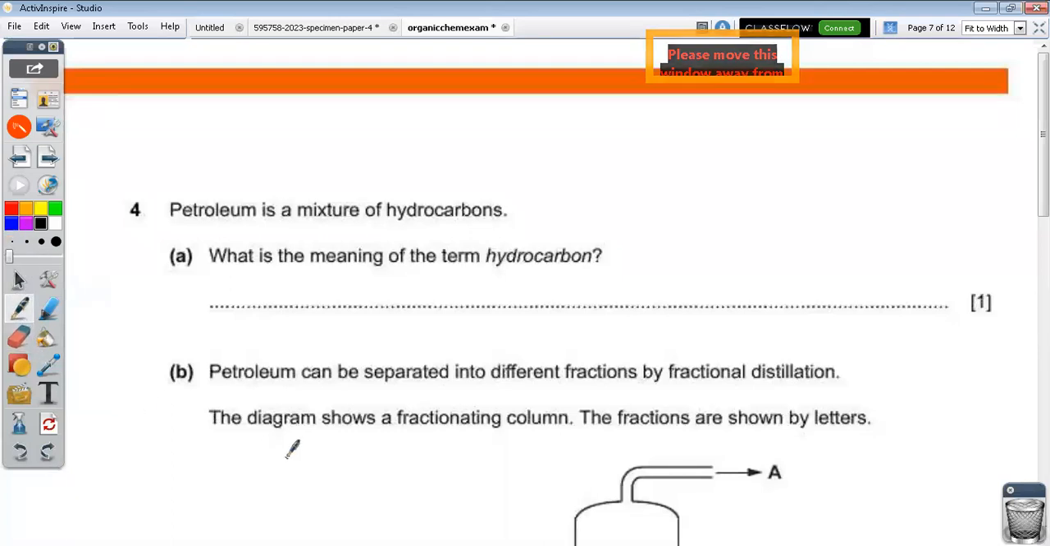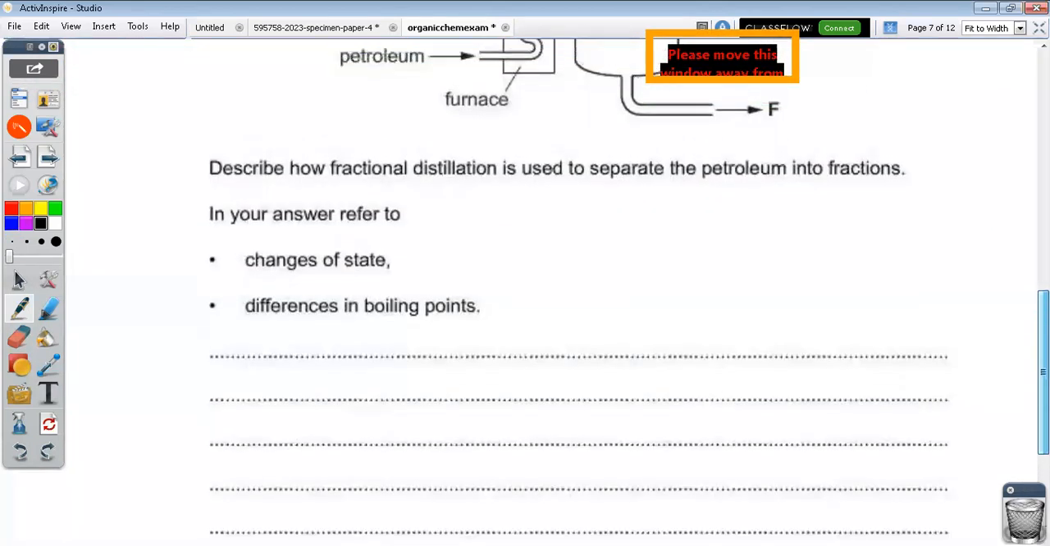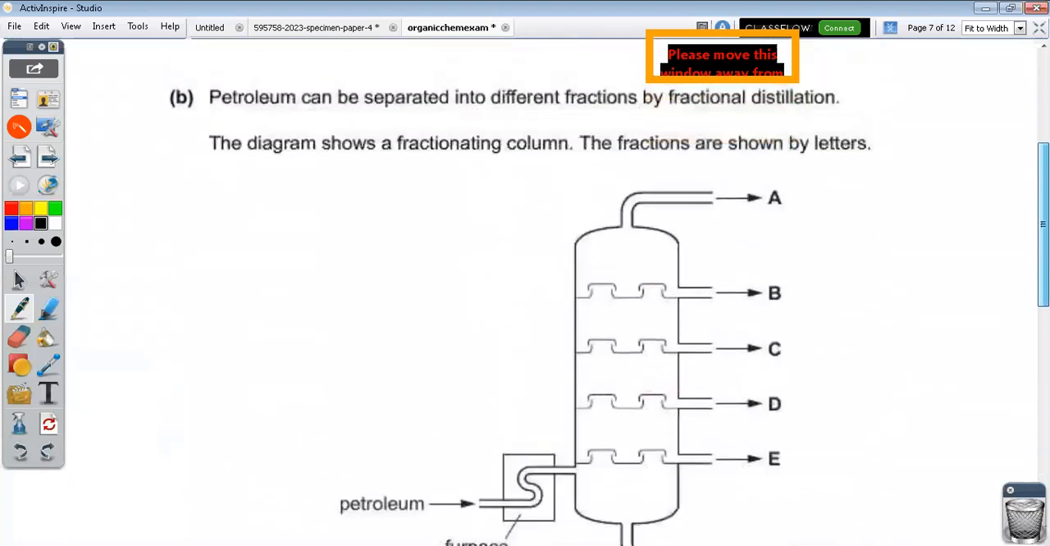Petroleum is a mixture of hydrocarbons. What is meant by the term hydrocarbon? We talked about it. What's the definition again? 1 mark. Hydrocarbon: a compound made of hydrogen and carbon only. Alkanes and alkenes are the hydrocarbons in your syllabus. See, this question has 5 marks.